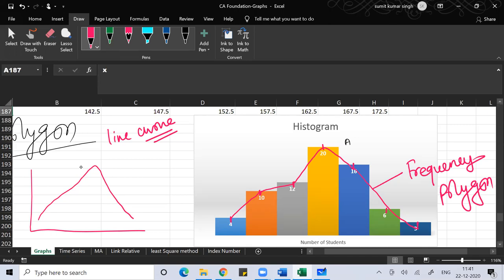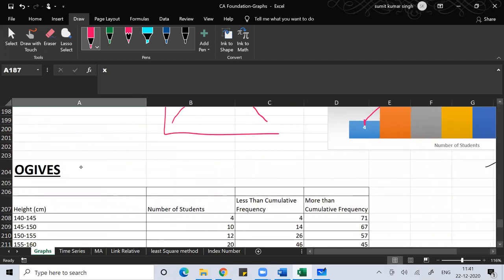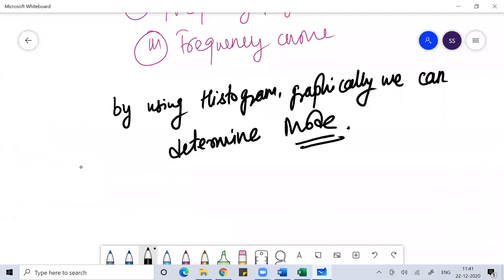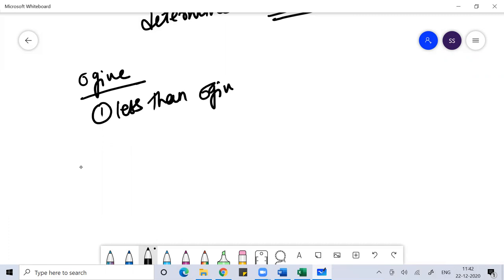Fine, everyone. Going further, now we'll talk about OGIVE. OGIVE can be of two types. It can be either a less than OGIVE or a more than OGIVE.